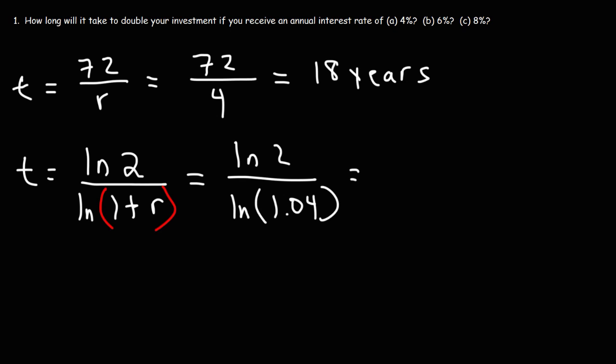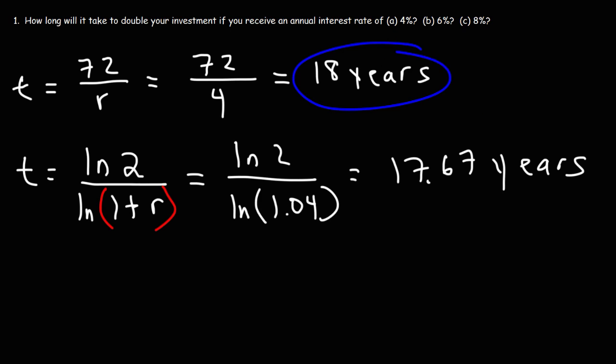So let's take out a calculator and get the answer. If we type in ln2 divided by the natural log of 1.04, this will give us 17.67 years. Notice that these two answers are very close to each other. So this is a simple formula that gives us the approximate time it takes to double.